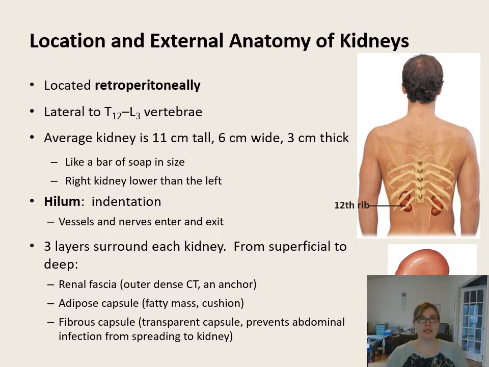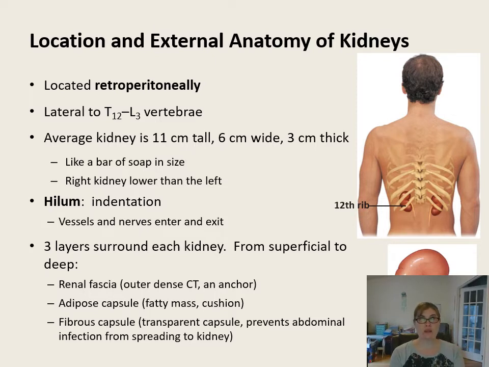All right, so average kidney is 11 centimeters by 6 centimeters by 3 centimeters. Everybody's is slightly different, but if you can picture a bar of soap, like white soap, Irish Spring or Dove or any of those, that's about right as far as size-wise. It varies again by person. So again, the right kidney is lower than the left.